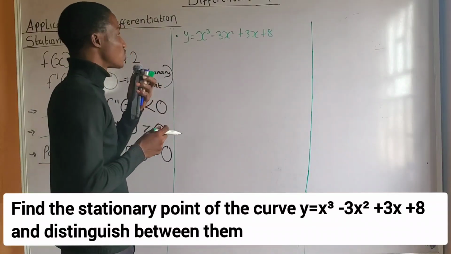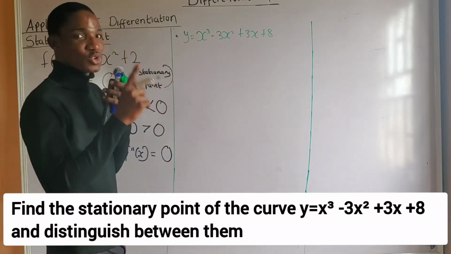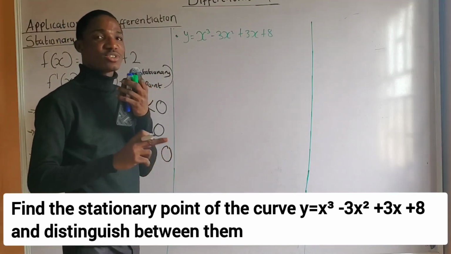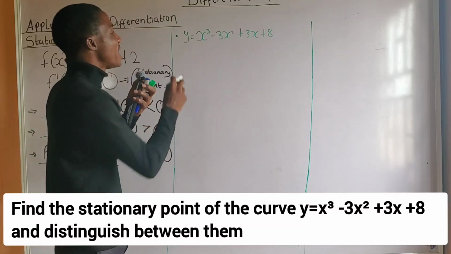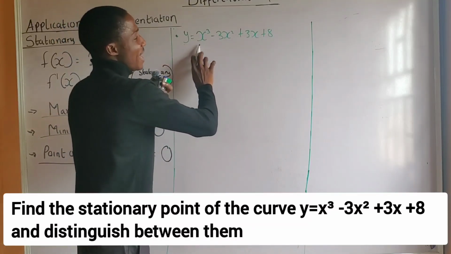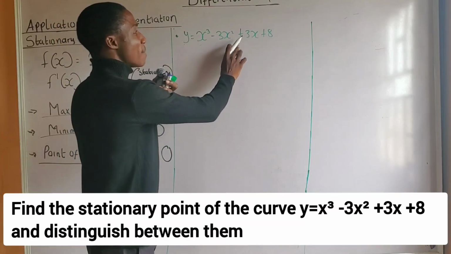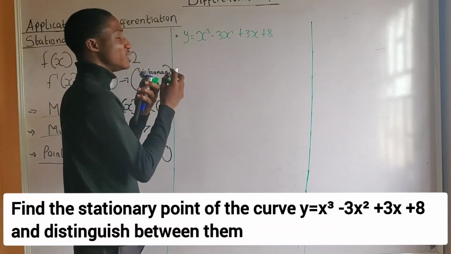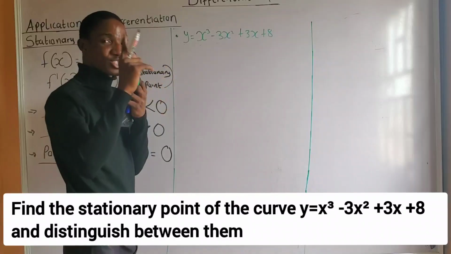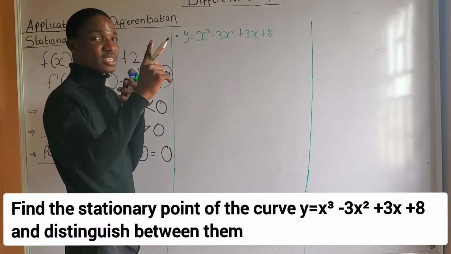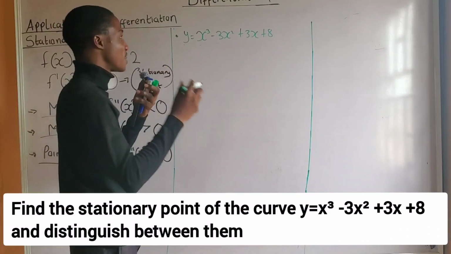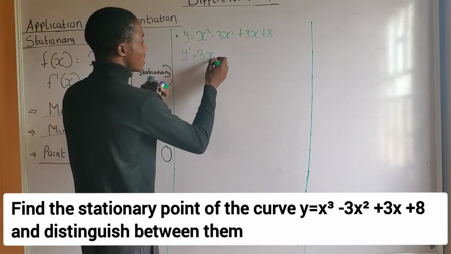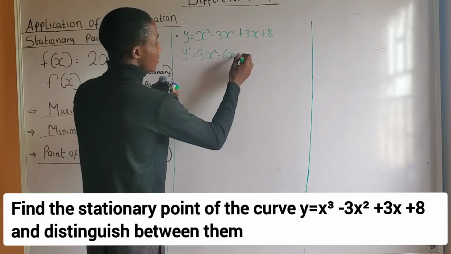Now, to get the stationary point of this function, don't forget I told you at stationary point, the first derivative of this function will be equals to 0. Are you getting it? Now, we are having a function y equals to x raised to the power of 3 minus 3x squared plus 3x plus 8. The first step is that we have to differentiate this function because at stationary point, the first derivative of the function is equivalent to 0. So I'm going to have derivative of y equals to 3x squared minus 6x plus 3.